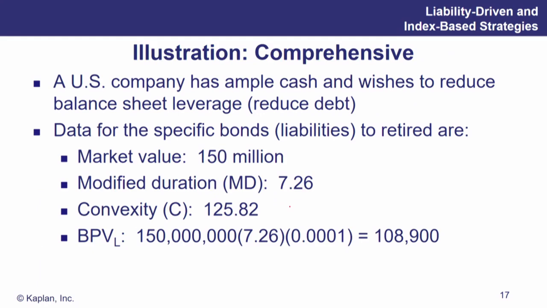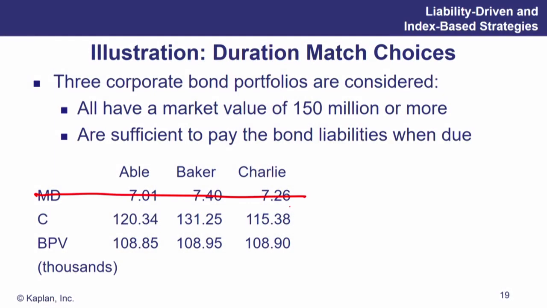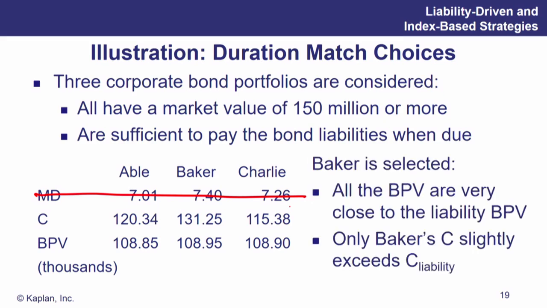125.82. So we want a BPV of A very close to 108,900, and we want a convexity of A a little in excess of 125.82. We don't want less convexity in the assets. So, these BPVs are incredibly close together. We want a little bit more convexity. One of these works. B. A doesn't work. When we look at the convexity, A does not work, C does not work, B does work.